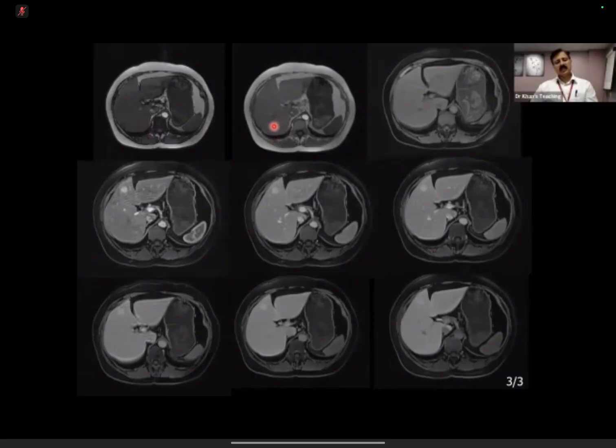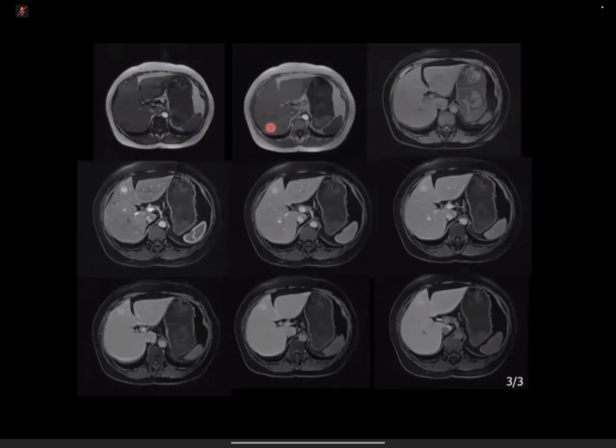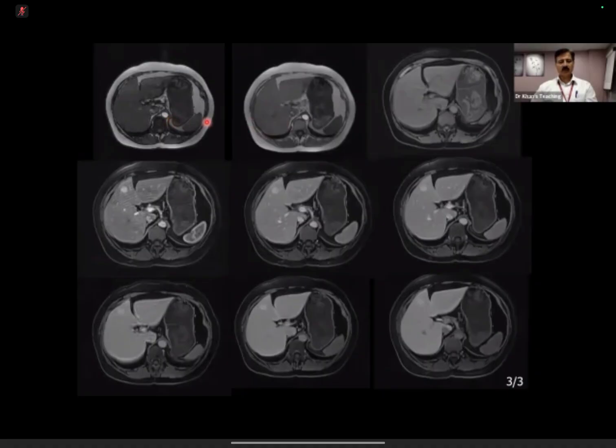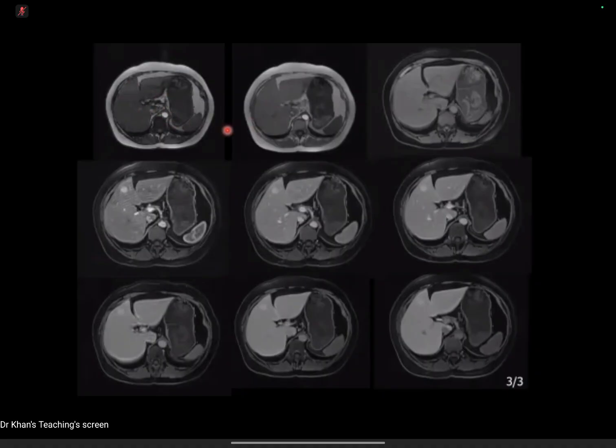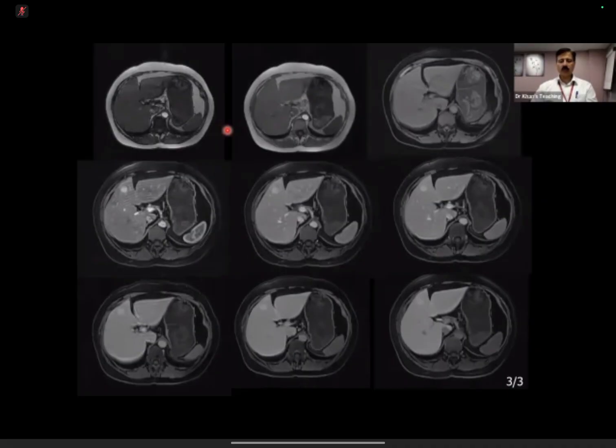You see, the signal should be absolutely equal. This signal... Okay, so it's a bit lower in the out of phase. So this is fatty liver. There is some generalized fatty infiltration. Now, because you are seeing generalized fatty infiltration, you are also going into the world of, can it be an adenoma, right?